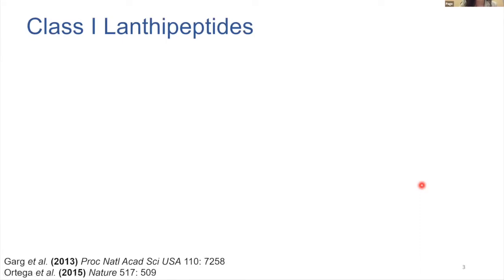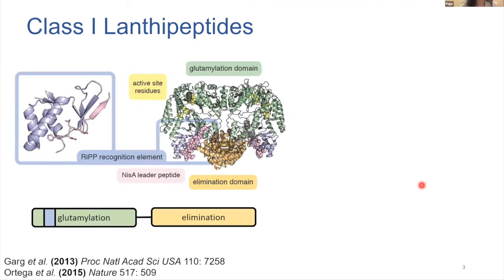The chemistry that I'll be talking about today was derived from our study of the class 1 lanthipeptides, which are a subclass of the RiPP natural products. And so in the class 1 lanthipeptide systems, these systems have a LanB enzyme, and LanB enzymes have an N-terminal glutamylation domain and a C-terminal elimination domain.